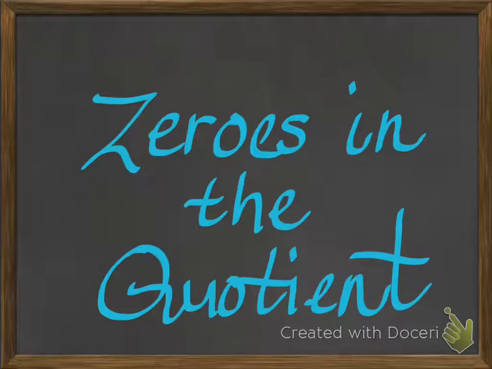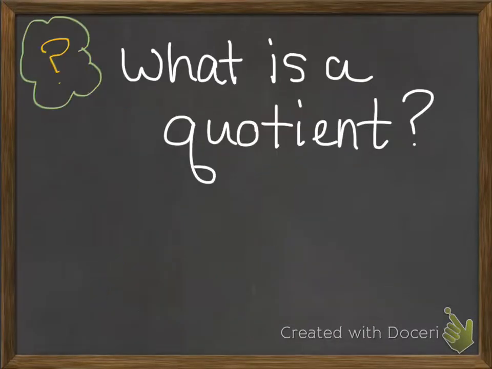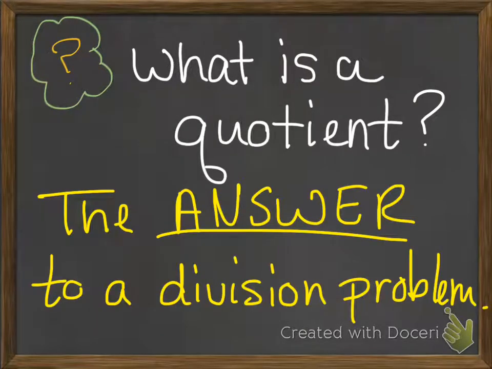Today's lesson is all about zeros in the quotient. So my first question for you is, what is a quotient? Do you remember what that means? Well, if you could tell me that a quotient is the answer to a division problem, then you got it right. The answer is the quotient.